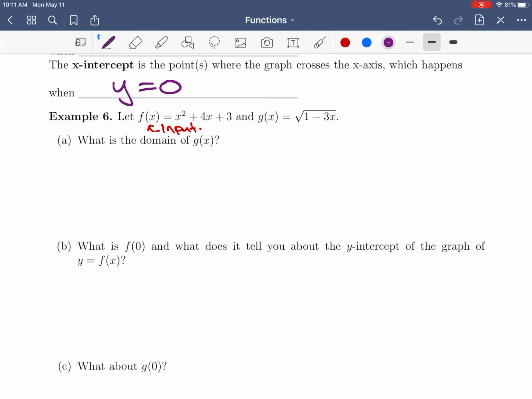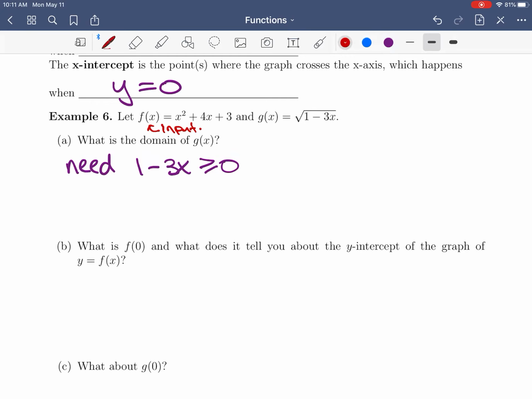So first I want to know, what is the domain of g? So we want to think, what x values could something bad happen? Because g involves a square root, we're going to need the thing inside the square root to be non-negative. We can never take the square root of a negative. So we need 1 minus 3x to be at least 0.